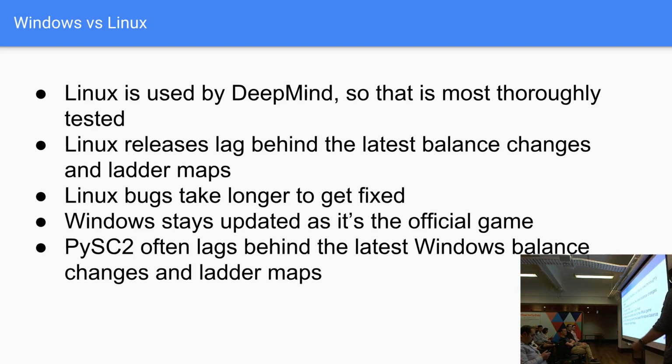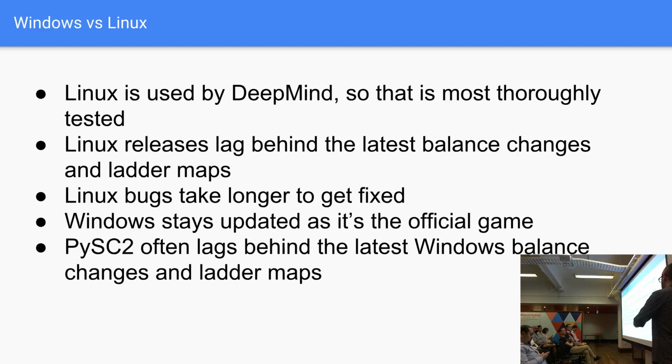Linux bugs, based on the same idea that they've got to do a special release, take longer to get fixed. So there are bugs in there that they've been waiting on for quite a while, and they don't have a huge development team, so they do take longer to get fixed. So you kind of have to live with what you've got sometimes. Windows, on the other hand, stays updated. It's the official game. It's the game everyone's got, so it stays up to date, 100%.